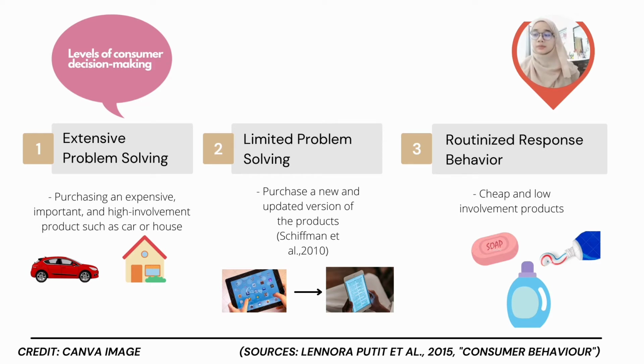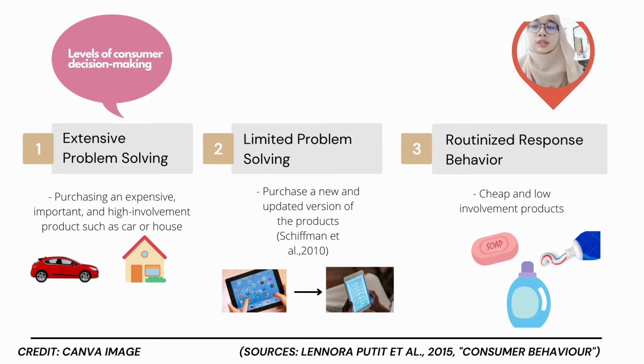Then, for the limited problem solving, consumer will purchase a new and updated version of the product. For example, a consumer who has purchased an iPad 2 will have a list of perceived selection criteria. The list will be used as a guide in purchasing an iPad mini.